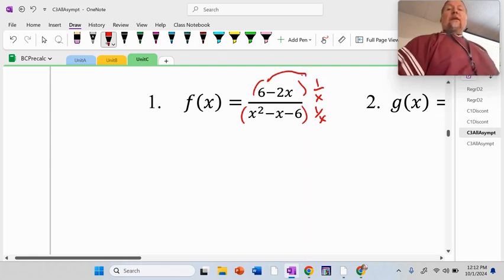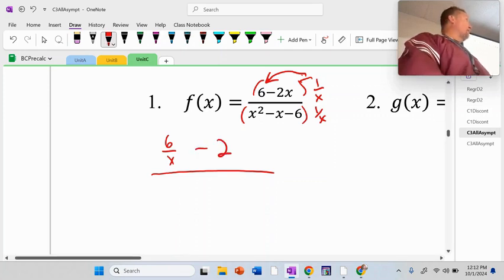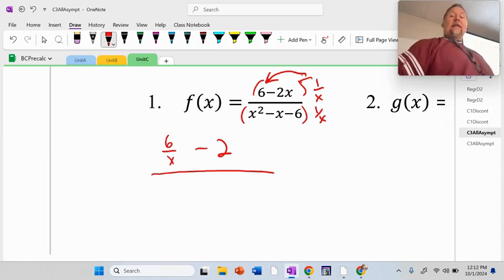And if I distribute this, then this becomes 6 over x for this term. Oh, and I forgot to ask you a question, but I guess it's okay. What's 1 over x times negative 2x? What do I end up getting? It's just negative 2. The x's cancel. This is why I chose 1 over x. All right, but then I really chose 1 over x because I wanted this left over.